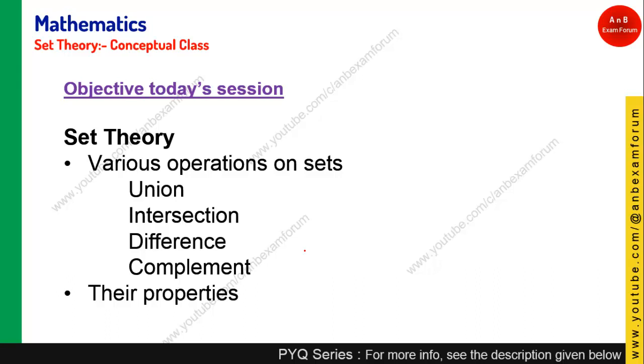We have already seen the representation and the different types of sets in the previous video, and in today's video we are going to see the various operations on sets. As you have already read in your classes, union, intersection, difference, and complement are the basic four operations performed in set theory. We will also try to see their properties. Again, it is very important to see their behavior.